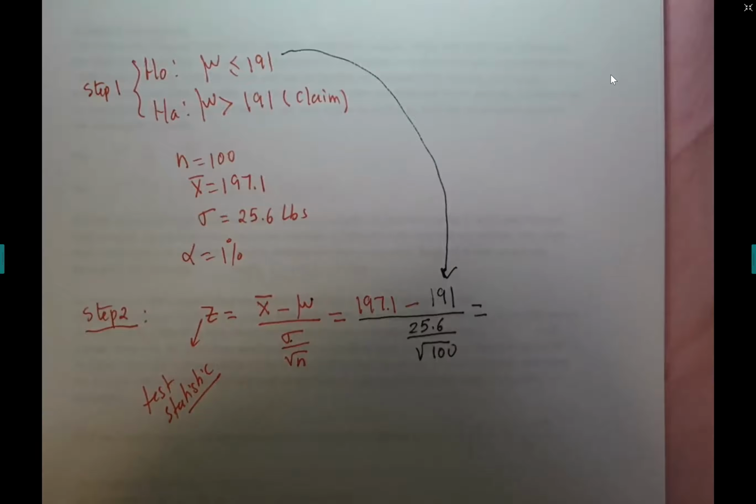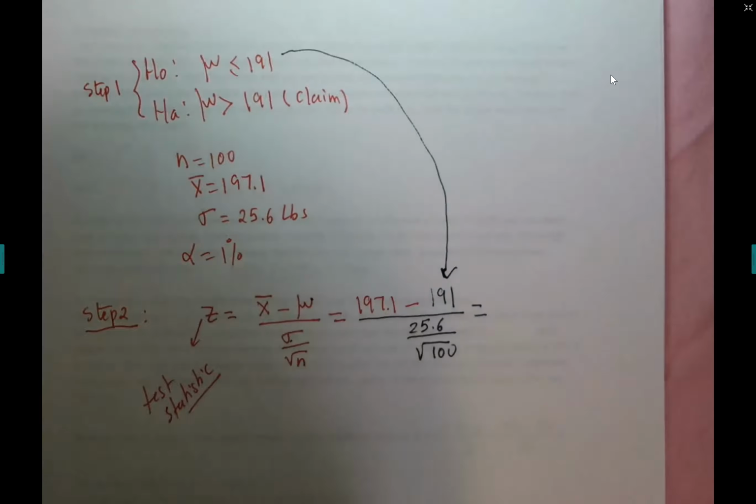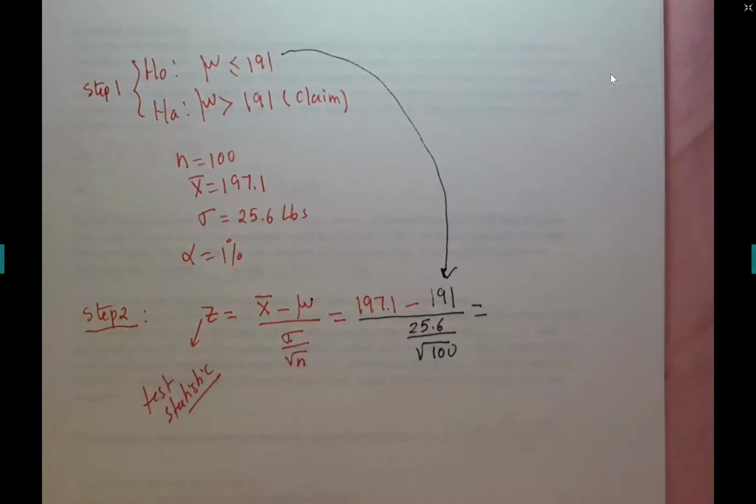196.35. The final answer? Yes. Can't be. That's too big. I got 2.38. 2.38. Let's see. Let's do it together.